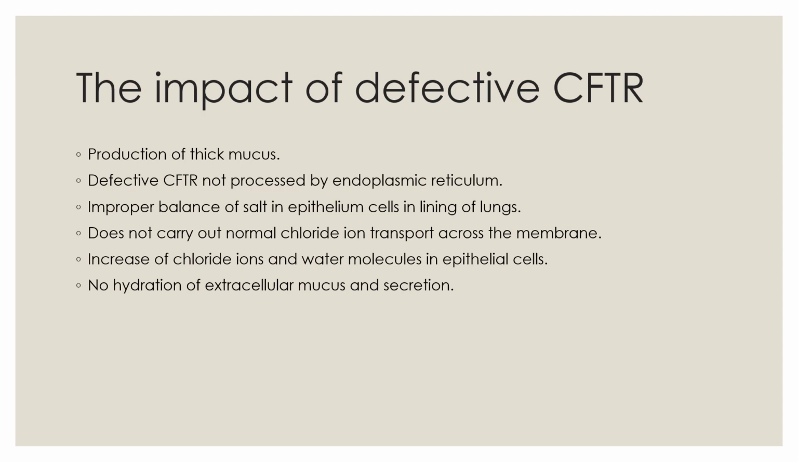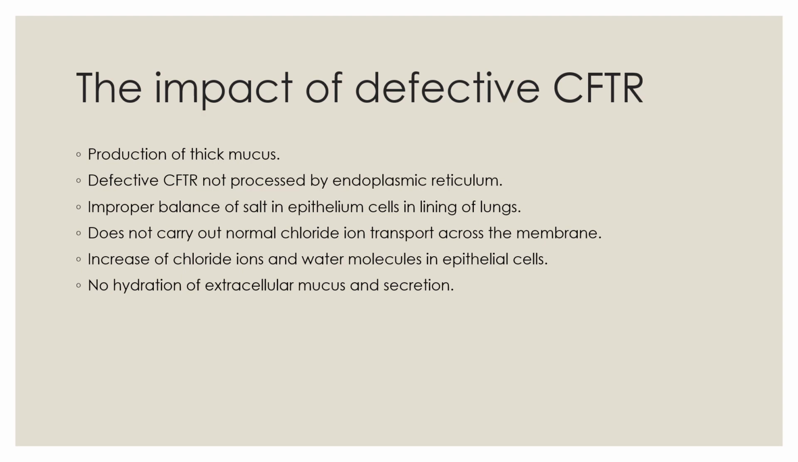There are many impacts that defective CFTR has on the individual with cystic fibrosis. Some examples include, as mentioned before, the thickening of mucus in the epithelial lining of the lungs. Defective CFTR cannot be processed by the endoplasmic reticulum. There is an improper balance of salt in the epithelial cell linings of the lungs. No normal chloride ion transport across the membrane, as there is in healthy individuals. There is an increase of chloride ions and water molecules inside the epithelial cells, and there's no hydration of extracellular mucus and secretions.